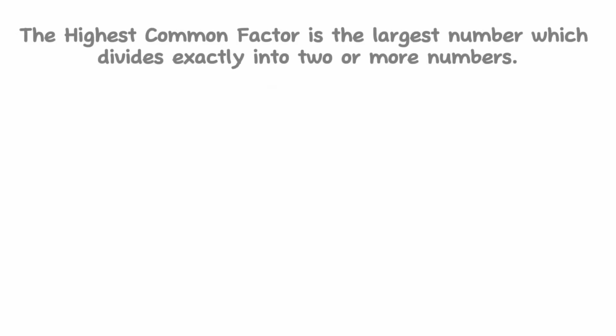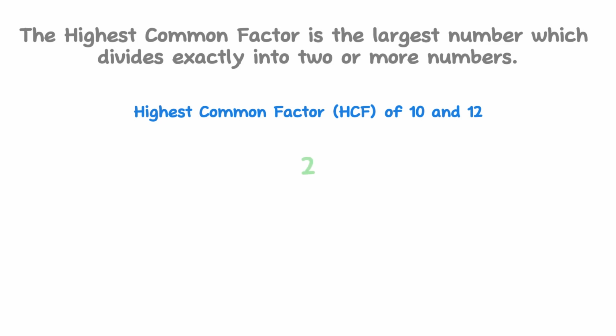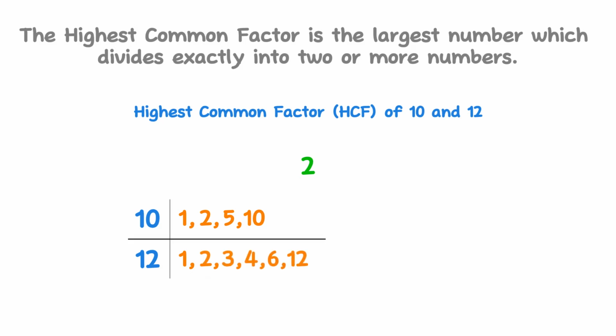Whereas the highest common factor is the largest number which divides exactly into two or more numbers without leaving a remainder. For example, the highest common factor of 10 and 12 would be 2. Because in this table, we have 10, and the factors of 10 are 1, 2, 5, and 10. And the factors of 12 would be 1, 2, 3, 4, 6, and 12. So since we're finding the highest common factor, the highest number that goes into both 10 and 12 would be 2 in this sequence, as we can see here in this table.